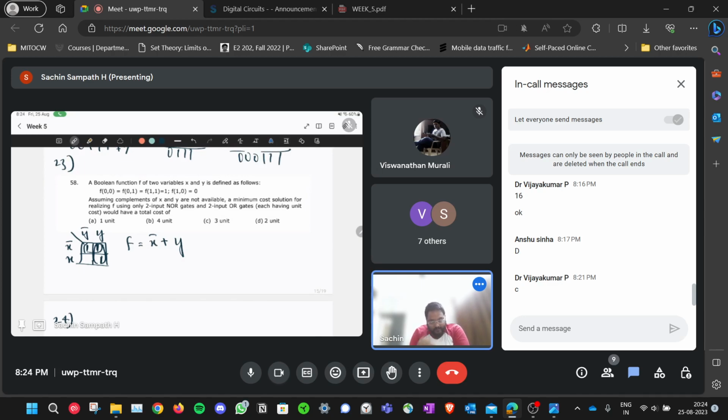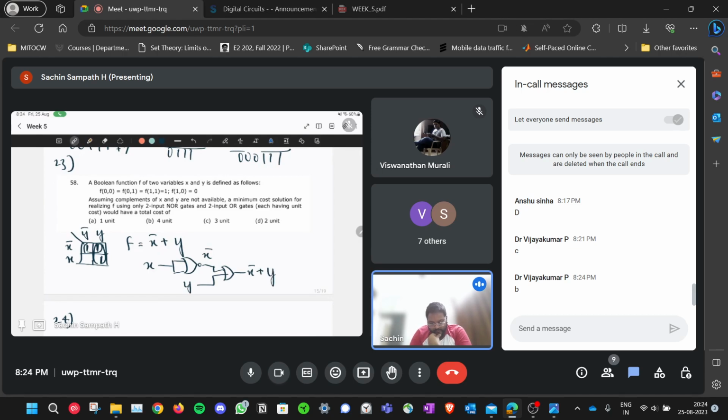And to get the inversion of x, or x bar, you can use one two-input NOR gate. You can just connect it like this. It will give you x bar. Then you have OR gates also, so you can use two-input OR gates. You simply OR this with y. You'll get x bar or y.